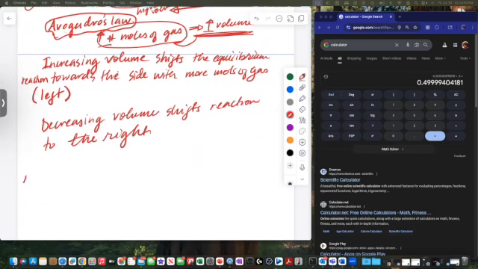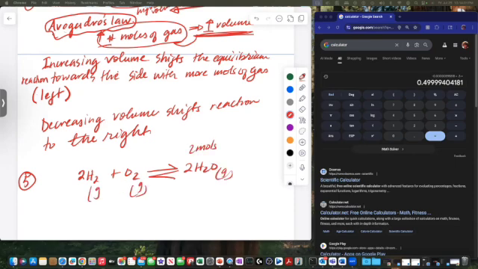Okay, we're going to go with our last stressor, right? Our last stressor will be pressure. So let's stick with the same reaction, right? We got 2H2 plus O2 to give us 2H2O. Once again, we got 2 moles of gas here. Here we got 3 moles of gas.